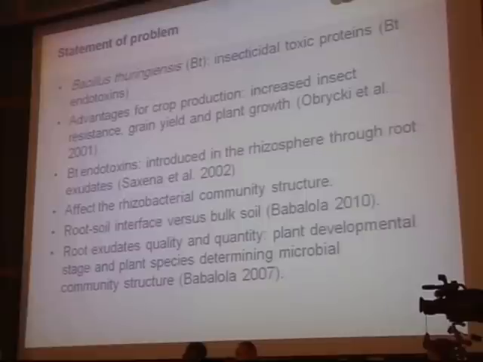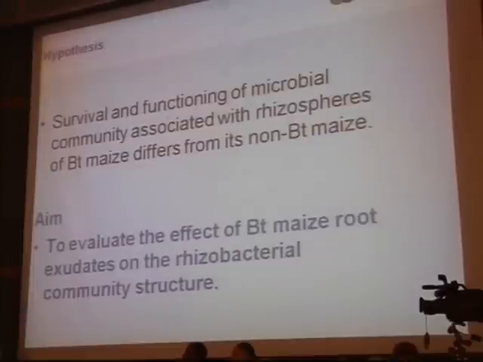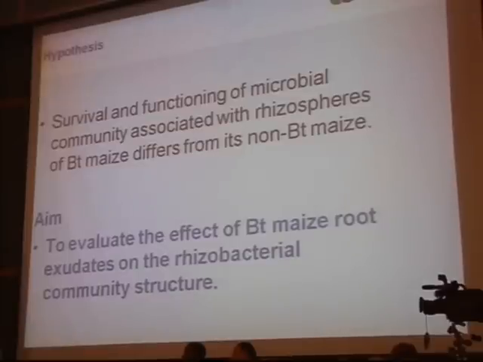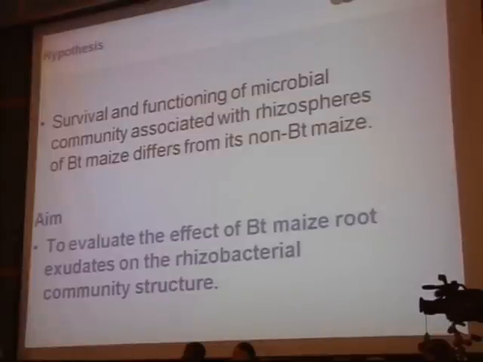So we now want to look at the possibility that it influenced the microbial structure at the root, and that is the genesis. It was hypothesized that survival and functioning of the microbial community associated with the rhizosphere of BT maize differs from its non-BT maize counterparts. And the aim of the study is to evaluate the effect of BT maize root exudates on rhizosphere community structure.